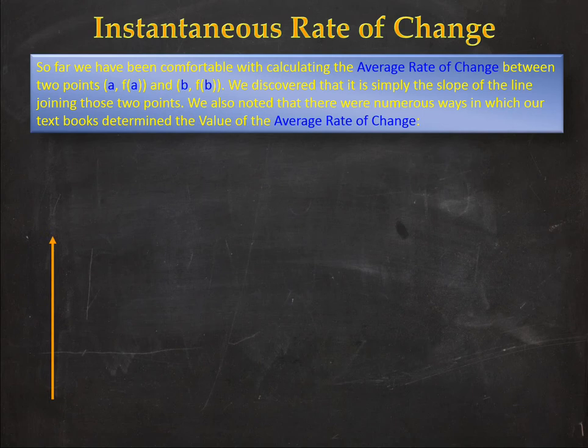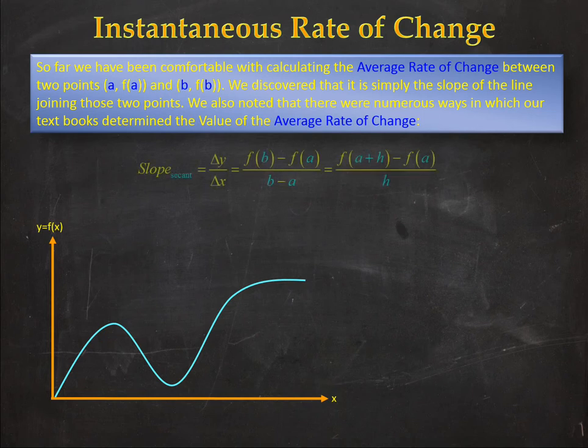If I add a little graph here, we know that the formula for the average rate of change, that is the slope of the secant line, is delta y over delta x. Between our 2 points, A, f of A and B, f of B, it's just f of B minus f of A over B minus A.